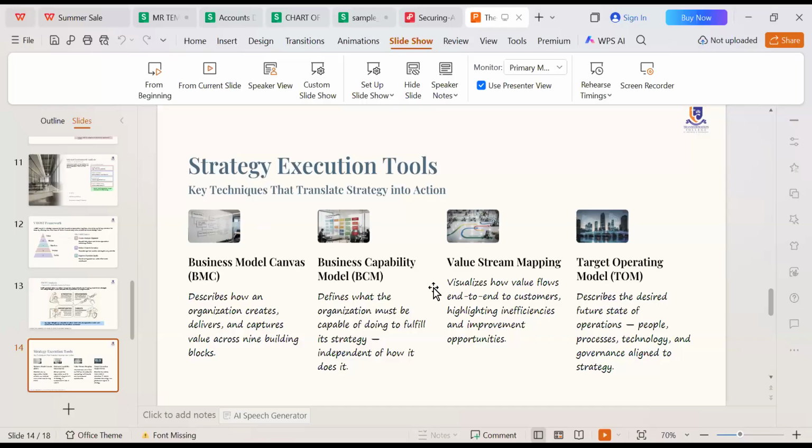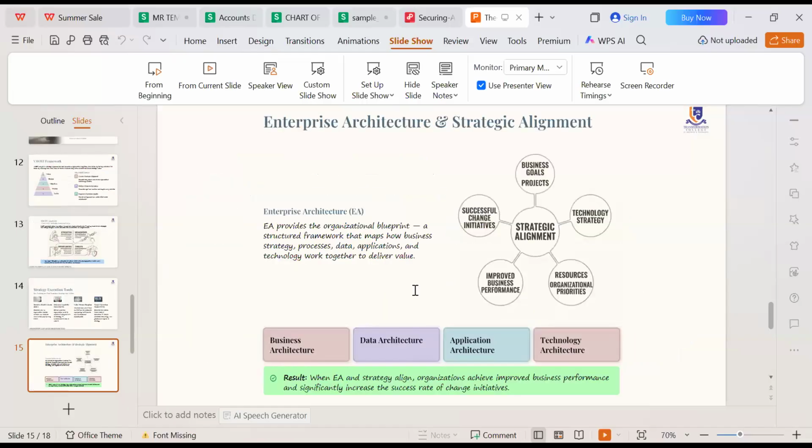We need to ensure that we leverage these tools. We need to have them at the back of our mind as BAs. Also, enterprise architecture, how the business goals align with the strategic objective of the organization, right? What technology do we need to put in place? What are the resources we need to put in place?